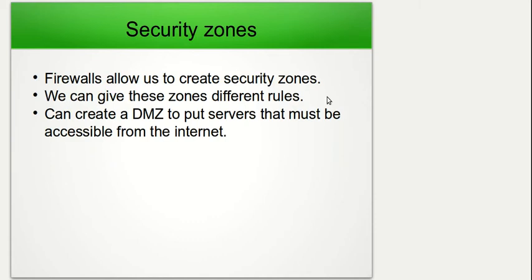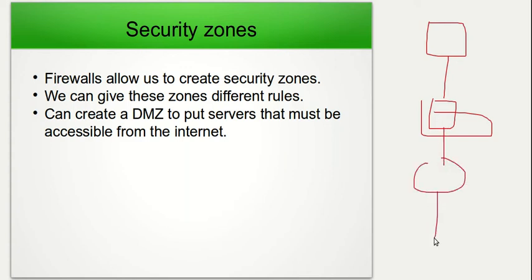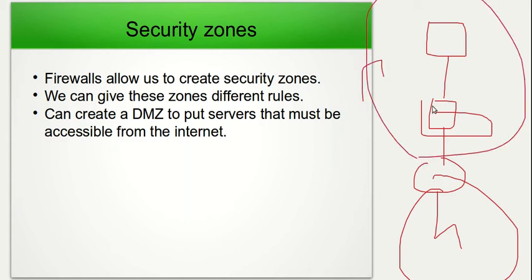With firewalls, we can configure security zones and give those security zones different rules. As an example, let's go back to the example with our network. This is the firewall over here. We have a router and we have a connection to the internet. This is known as a WAN. This is our LAN.